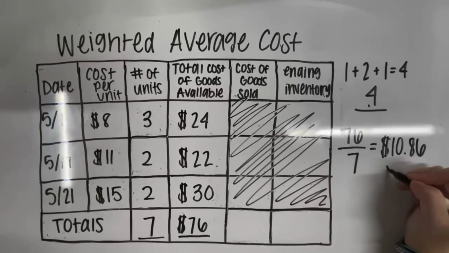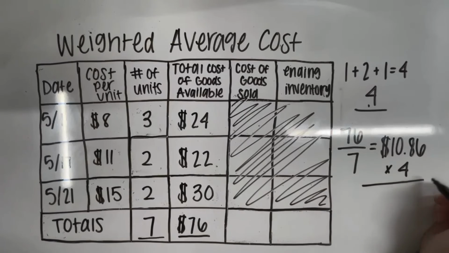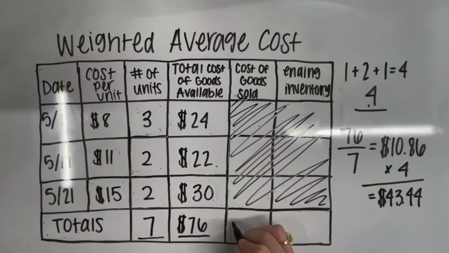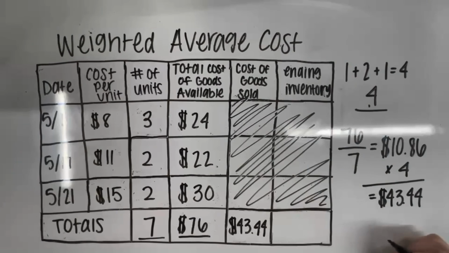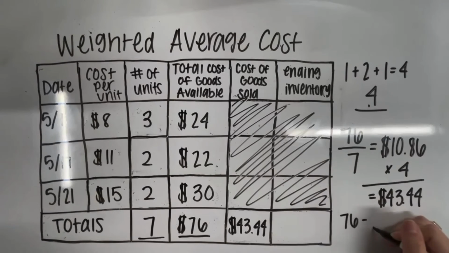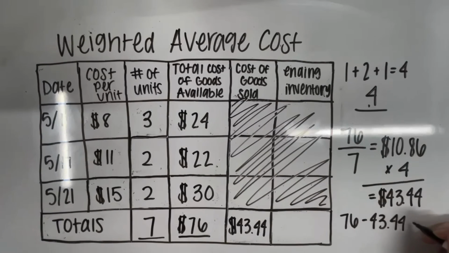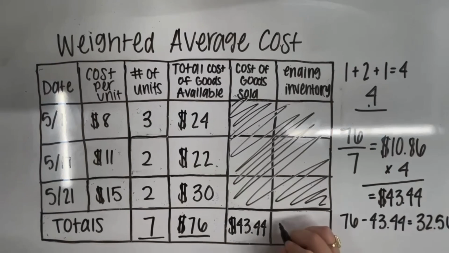Next, take $10.86 times 4, which is the total number of units sold. This equals $43.44, which is the weighted average cost of goods sold. To find ending inventory, take the total cost of goods available, 76, minus the cost of goods sold, $43.44, and this is $32.56.